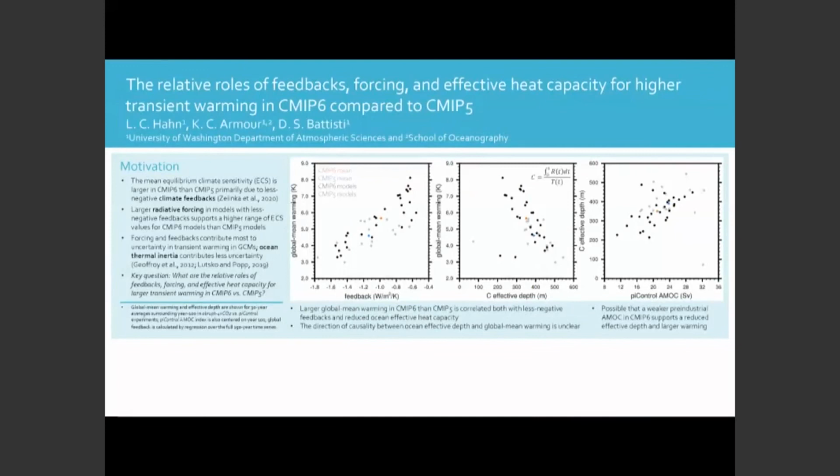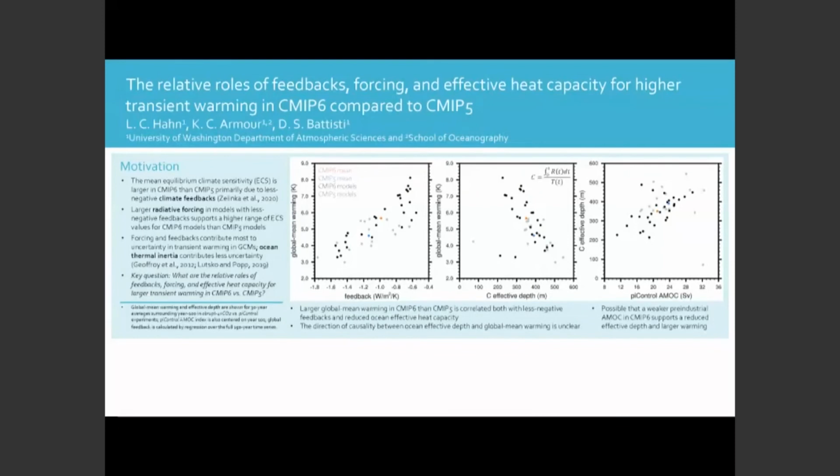So we know that less negative climate feedbacks drove a larger mean equilibrium climate sensitivity in CMIP6 than CMIP5, and also that larger radiative forcing in models with less negative feedback supported a higher range of ECS in CMIP6 models.